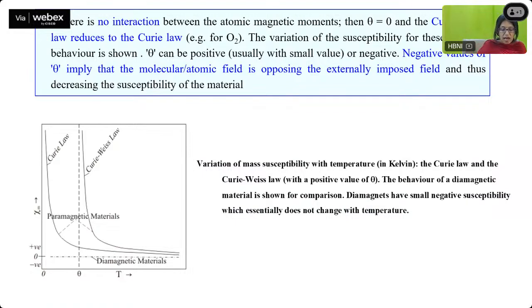Now if you plot chi-m versus T, you can see how the Curie law looks. This is the plot for the Curie law. Whereas for the Curie-Weiss law, at this T value there is this theta value coming in, and this is how the Curie-Weiss law is going to look when you plot chi-m versus T.